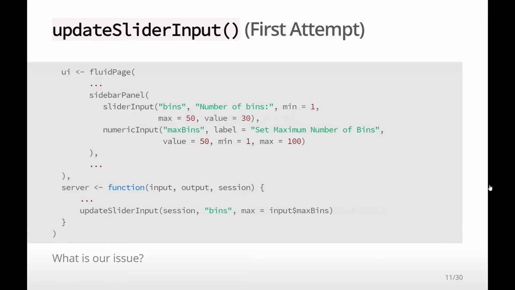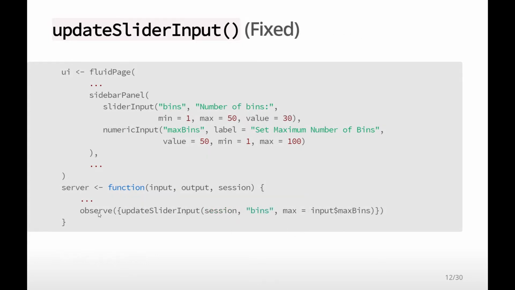So what we want to do is just wrap this update slider in an observe function. Again, this observe creates a reactive context. We are now able to utilize input$max_bins, and we are going to update our slider based off of changing the max value from whatever the user specifies for the numeric input there.